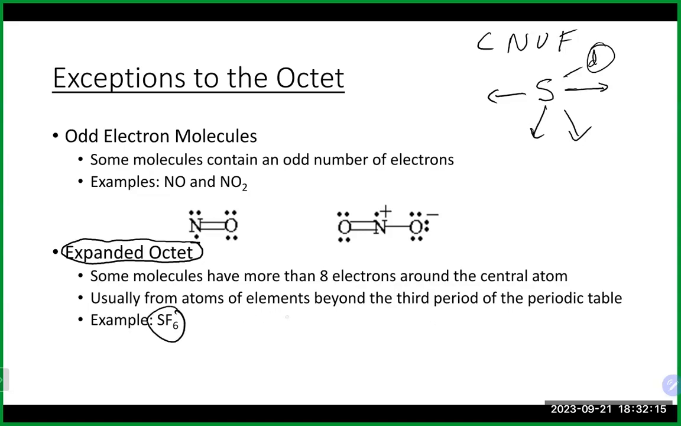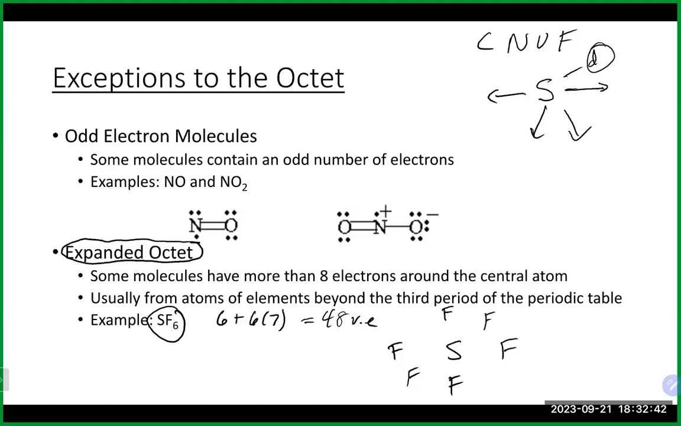We would follow our same sort of rules here. Sulfur is 6. There is 6 times 7 for our valence electrons there in fluorine. And it's Thursday, so I'm gonna grab the calculator. That's 48 electrons there. So in the center here should go sulfur. We'll have our fluorines around. And we got a couple more fluorines around.